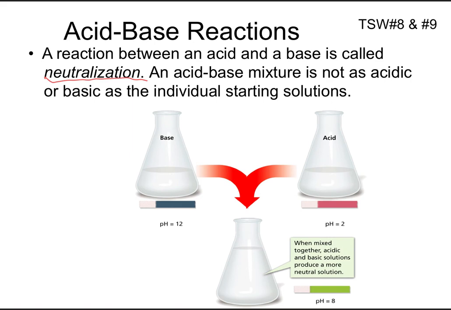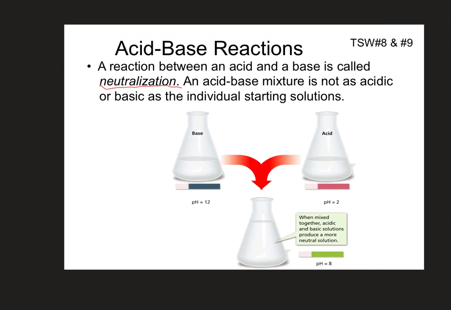So for instance, if you have a pH 12 solution and you mix that with a pH of 2, it's basically going to meet somewhere in the middle, around 8. All right? So if you have a scale of 0 to 14, you have something that's about a 12, and you have something that's about a 2. You mix them together, whatever that halfway point is, that's going to be around what the neutralization reaction will produce. So we'll go over this in more detail in class.